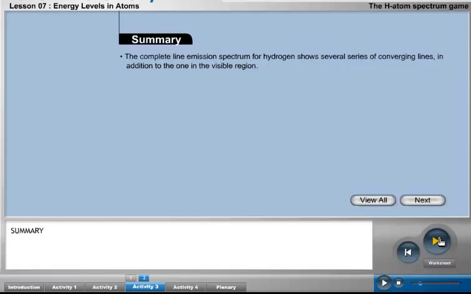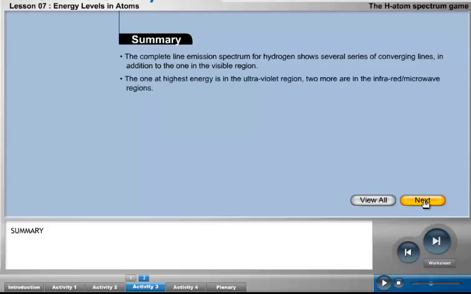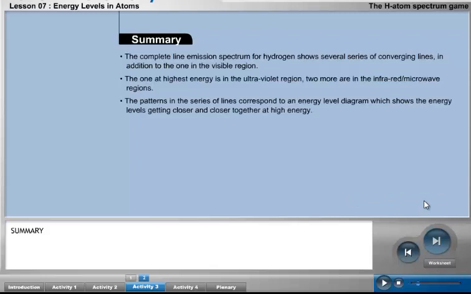Summary. The complete line emission spectrum for hydrogen shows several series of converging lines, in addition to the one in the visible region. The one at highest energy is in the ultraviolet region, two more are in the infrared and microwave regions. The patterns in the series of lines correspond to an energy level diagram which shows the energy levels getting closer and closer together at high energy.